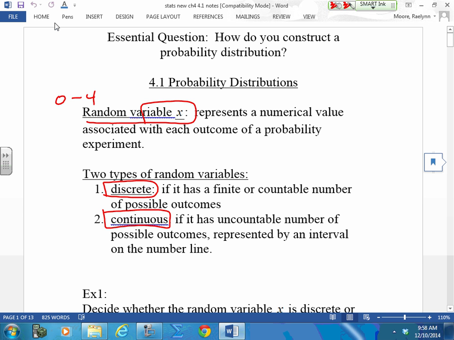Now, continuous means continuing. So if I drew a graph, a continual line goes like this, continuous. A discrete graph has a finite or countable number of values. It just has these little dots, these little points. They don't connect. So a discrete graph, think of it this way, are whole numbers. They're integers. A continuous counts all the little pieces in between. They can be fractions or decimals.